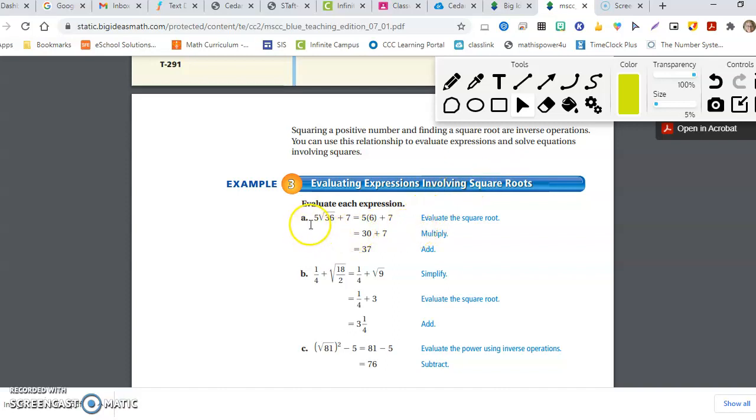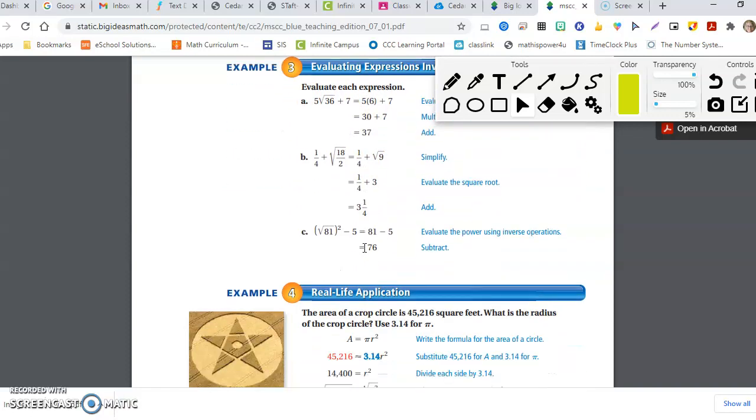So in letter A I have 5 times the square root of 36 plus 7. I'm going to do the square root first. The square root of 36 is 6. And then it's kind of like order of operations after that. So 6 times 5 is 30. 30 plus 7 is 37. Okay?